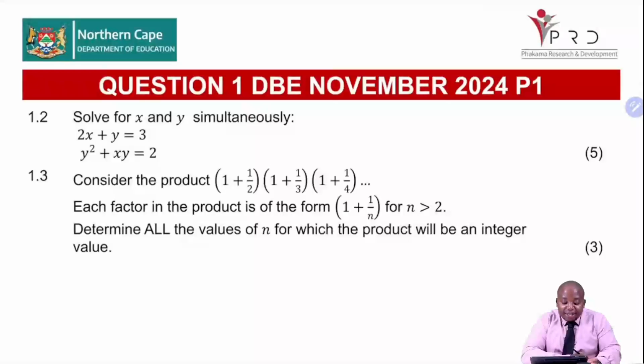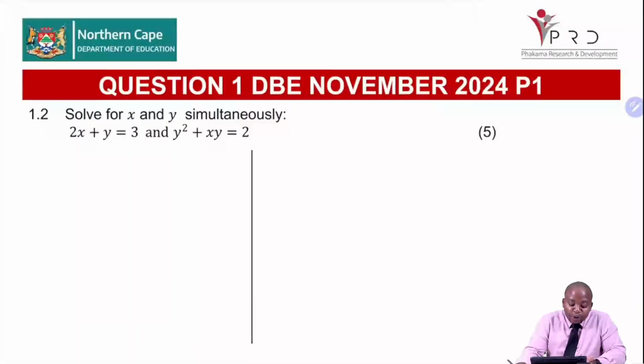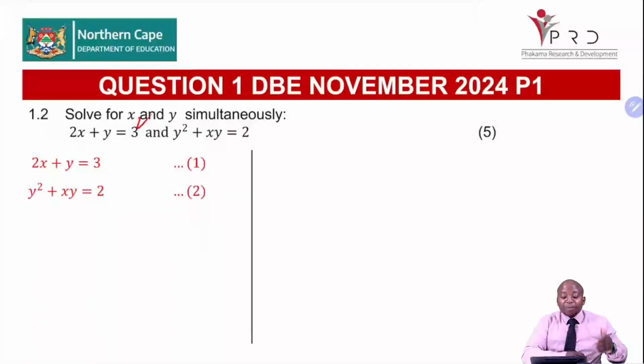Welcome back, Grade 12. Now let us look at 1.2. We are required to solve for x and y simultaneously. To solve a simultaneous equation, remember, we will take one equation and make it equation number 1. The second equation, we're going to make equation number 2. From here, I am going to derive the third equation.